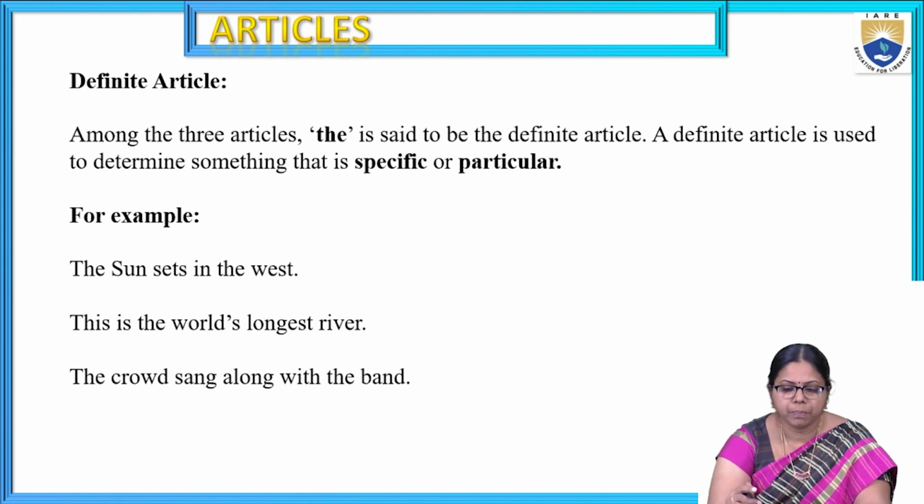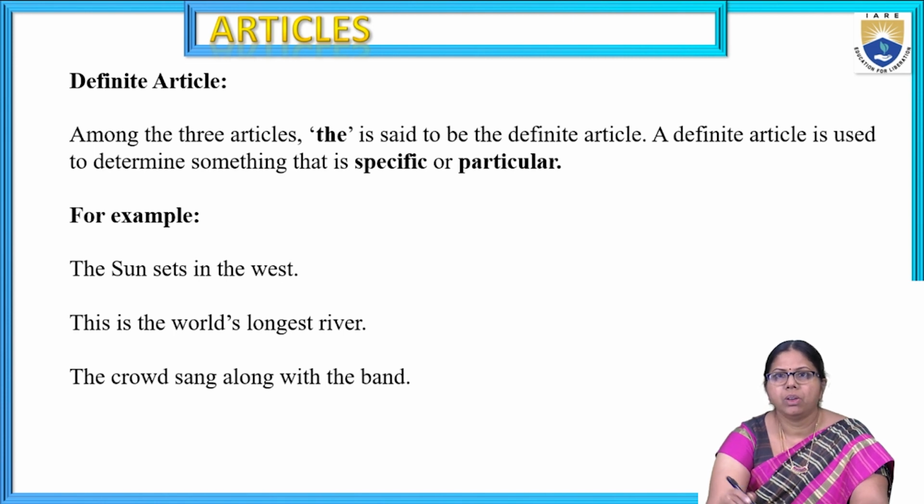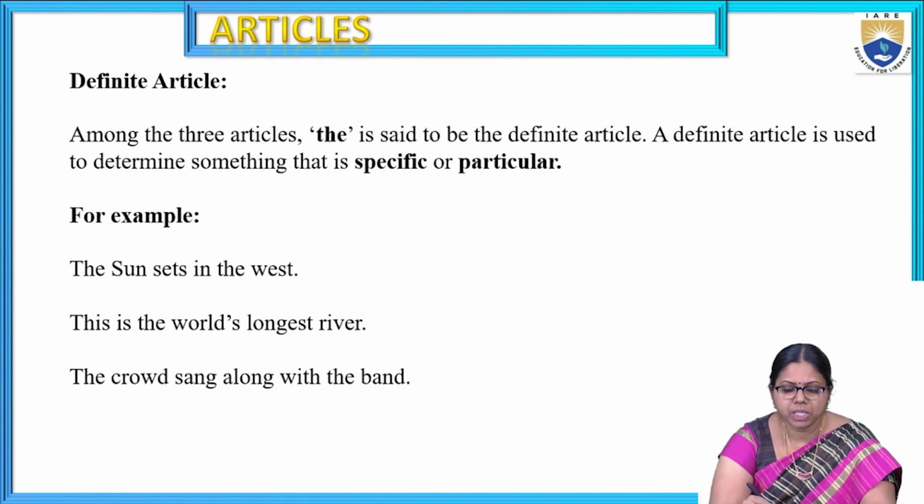For example, here: the sun sets in the west. The sun is specific, and the west direction is also specific. So we use the before the nouns which are specific, which are particular. And this is the world's longest river. The world's longest river, so specific. It is the only river which is longest among all the rivers.